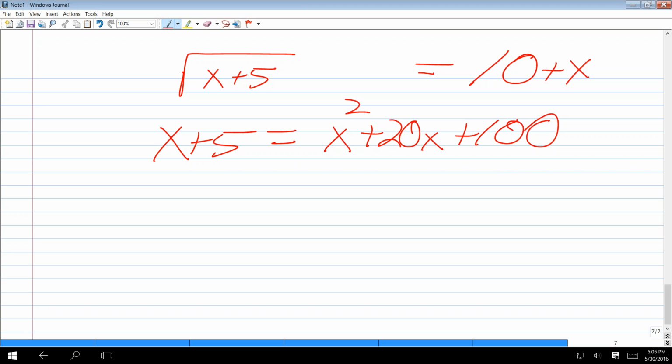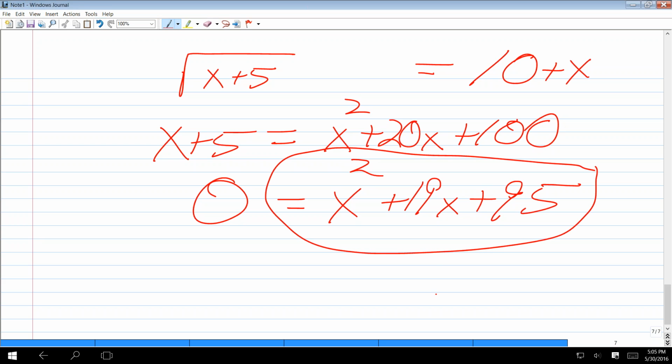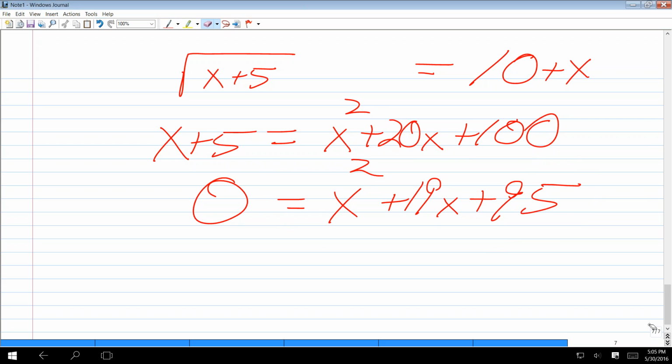Okay, well, how do I solve a quadratic? I get everything on one side, 0 on the other. So I'm going to move everything to the right, leaving 0 on the left. So x squared plus 19x plus 95. That's probably not factored easily, so I would apply the quadratic formula to it. You know the quadratic formula?